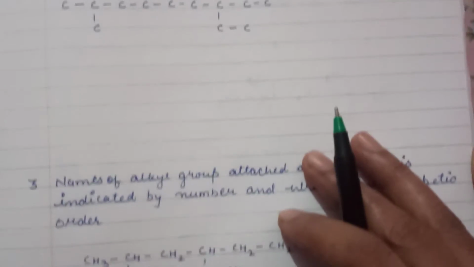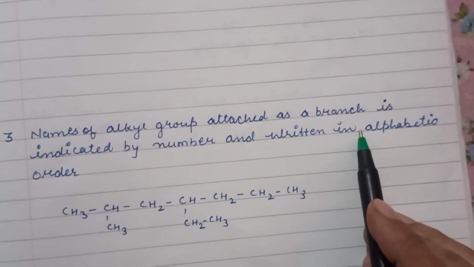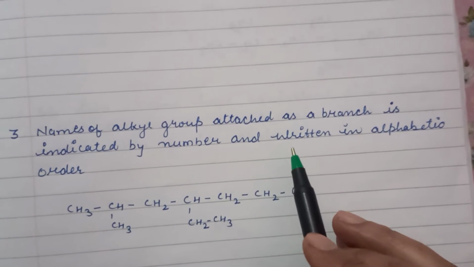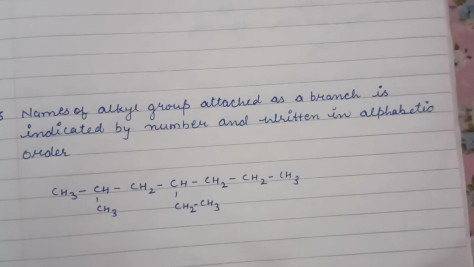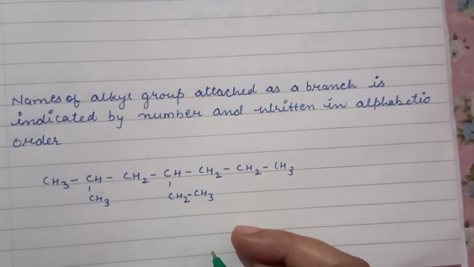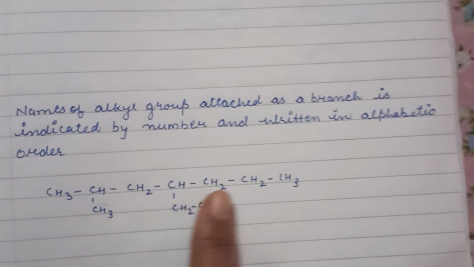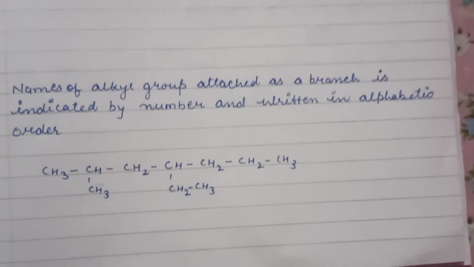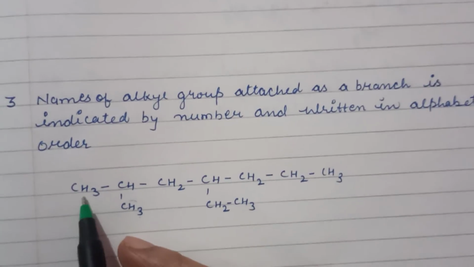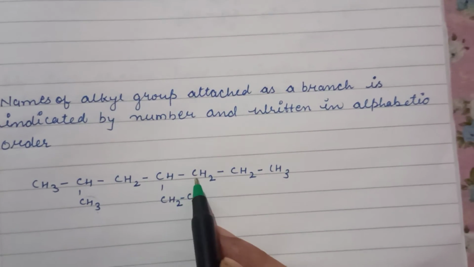So we have to select the side from where substituent group is closer. Third rule: names of alkyl group attached as a branch is indicated by number and written in alphabetic order. Those groups attached to the parent chain are indicated by number, and written in alphabetic order. First of all, let us do naming of this compound. We have to choose the direction, and first of all, longest chain. Which one? 1 2 3 4 5 6 7 carbon.